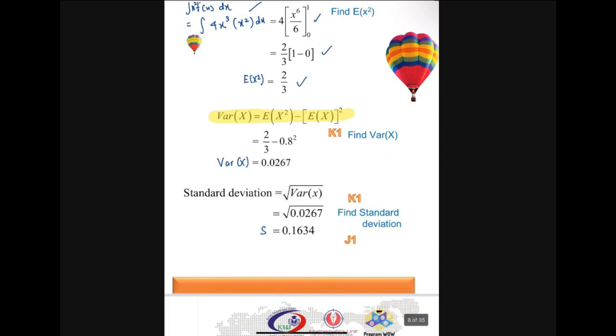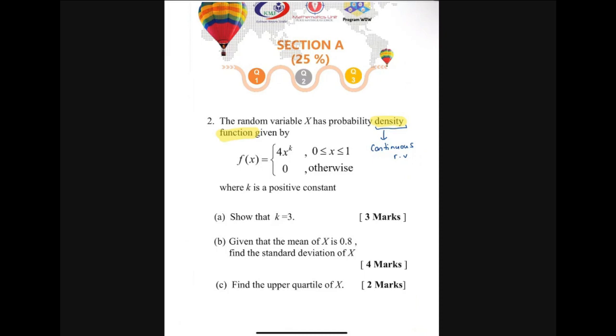For final answer would be 0.1634. Okay, very simple step. Make sure you know how to use the formula, understand the step correctly, understand the formula correctly. Now, proceed to question C.